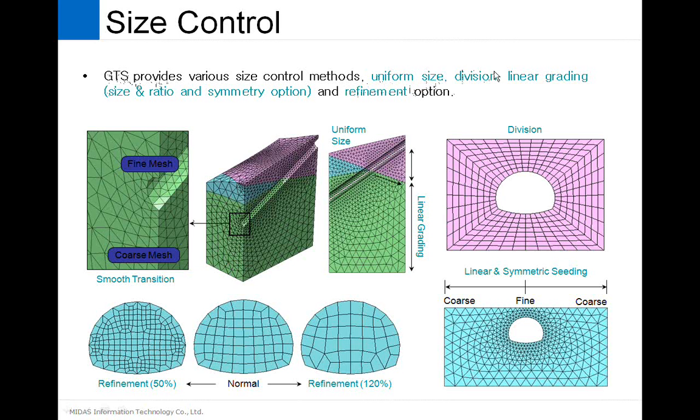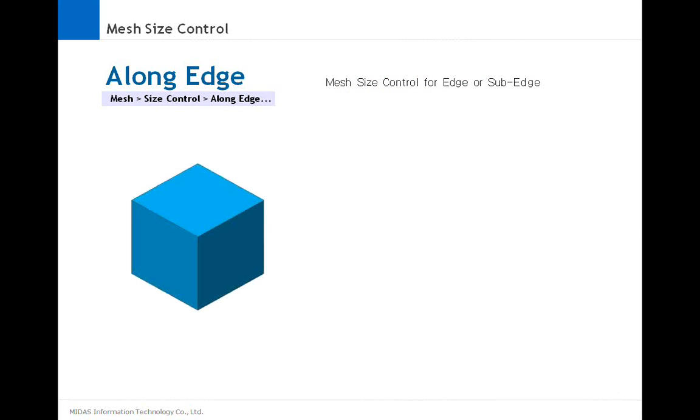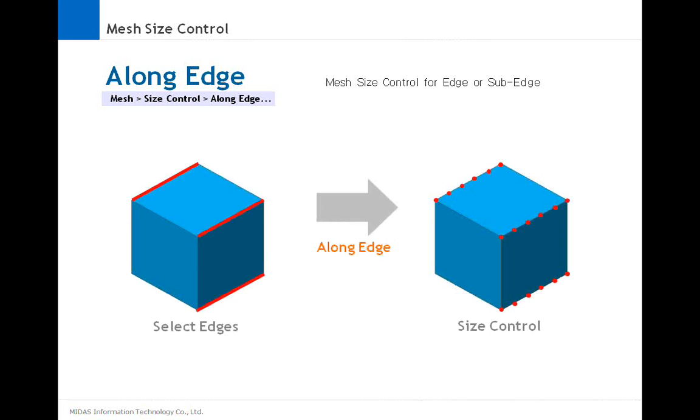You specify the uniform size, number of divisions, the linear grading, where you specify the start length of the element, the ending length, and the number of divisions. And also you can have a symmetric seeding. And then you can also play around with the refinement factor, where you can refine your mesh to either very fine meshing or very coarse meshing. So different ways in which you can assign size controllers along edge. Just select the edge, specify the number of divisions you want on that edge, and you do the size control.